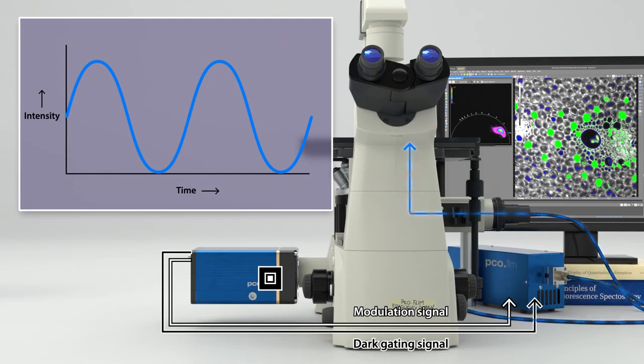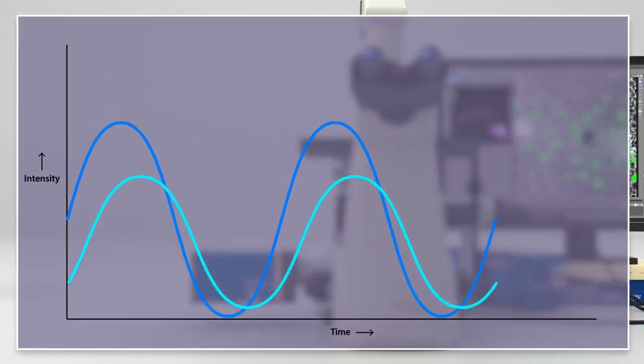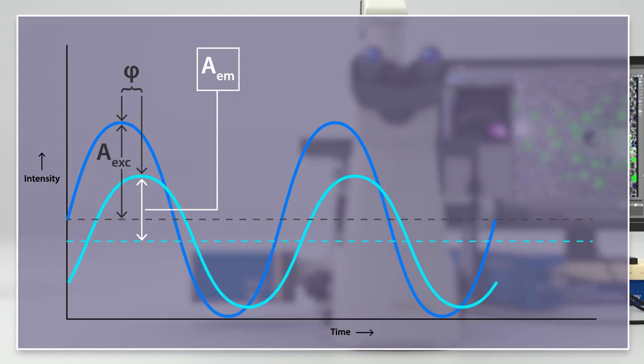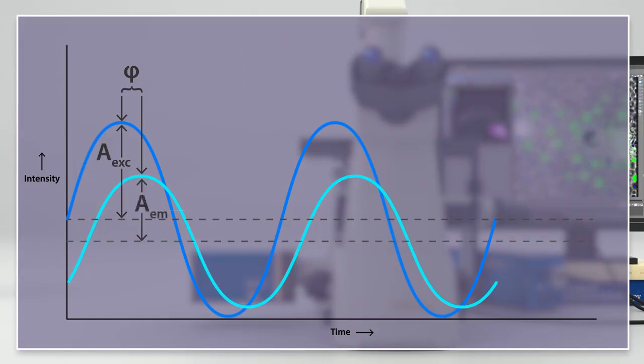Using a sinusoidal excitation waveform, the emission waveform is also a sinusoid with the same frequency. It is delayed in time and shows a decreased amplitude, a decreased constant component, and a decreased modulation depth. By comparison of the excitation and emission sinusoids, the time or phase shift can be determined. The phase angle, phi. Also, the excitation and emission amplitudes, A excitation and A emission, become clear, and the constant components, B excitation and B emission.